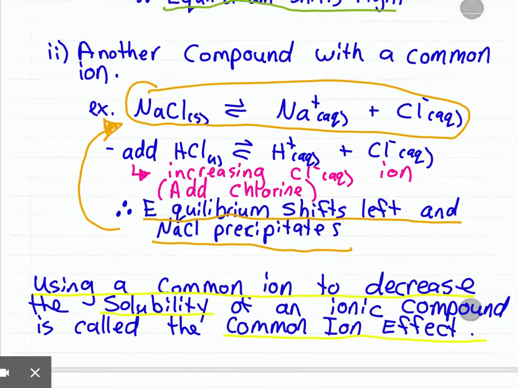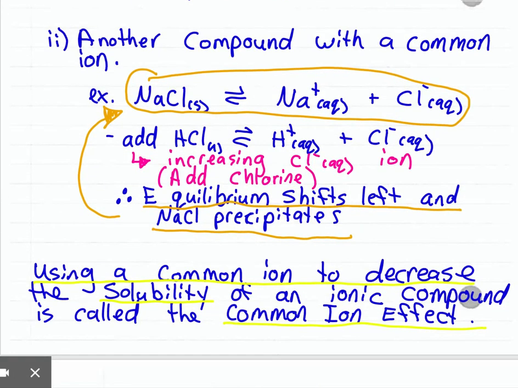Here we go. So if we use a common ion, this is actually done in industry to decrease the solubility of a compound, to make it dissolve less. Using a common ion to decrease the solubility of an ionic compound is called the common ion effect. So we're going to look at an example, but make sure you have this copied down into your notes. We'll see how this works out mathematically.